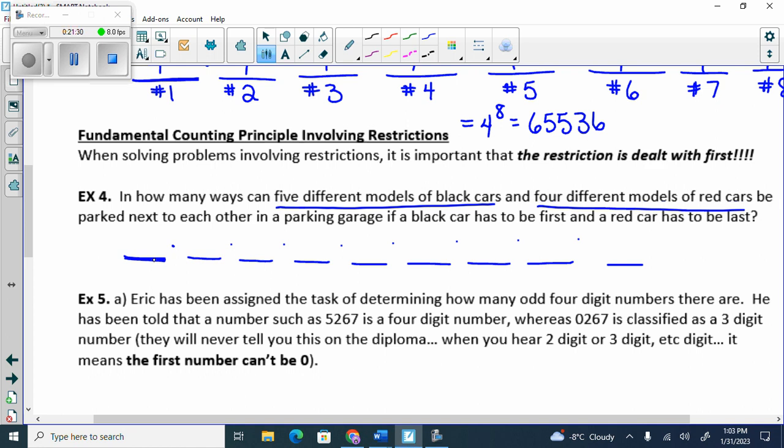We've got to keep reading. They're parked next to each other in the garage. If a black car has to be first and a red car has to be last. So we know this one needs to be black. And we know this one needs to be red. And there's no restrictions on anything else.